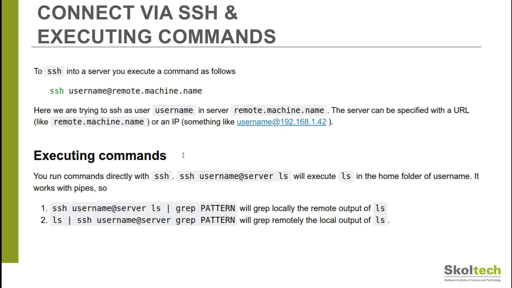And the second example, ls | ssh username@server grep pattern, will grab remotely the local output of ls. That means we send our output of ls to the remote and then grab it there. The ability to run commands directly with SSH is an often overlooked feature of SSH, so remember it.